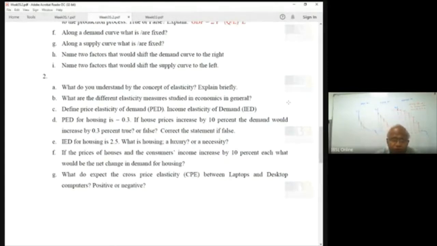For substitute products, if you calculate their cross price elasticity, it will be positive. What does that mean? When desktop price increases, demand for laptops increases. When desktop price decreases, demand for laptops decreases. Substitute goods, positive, right?